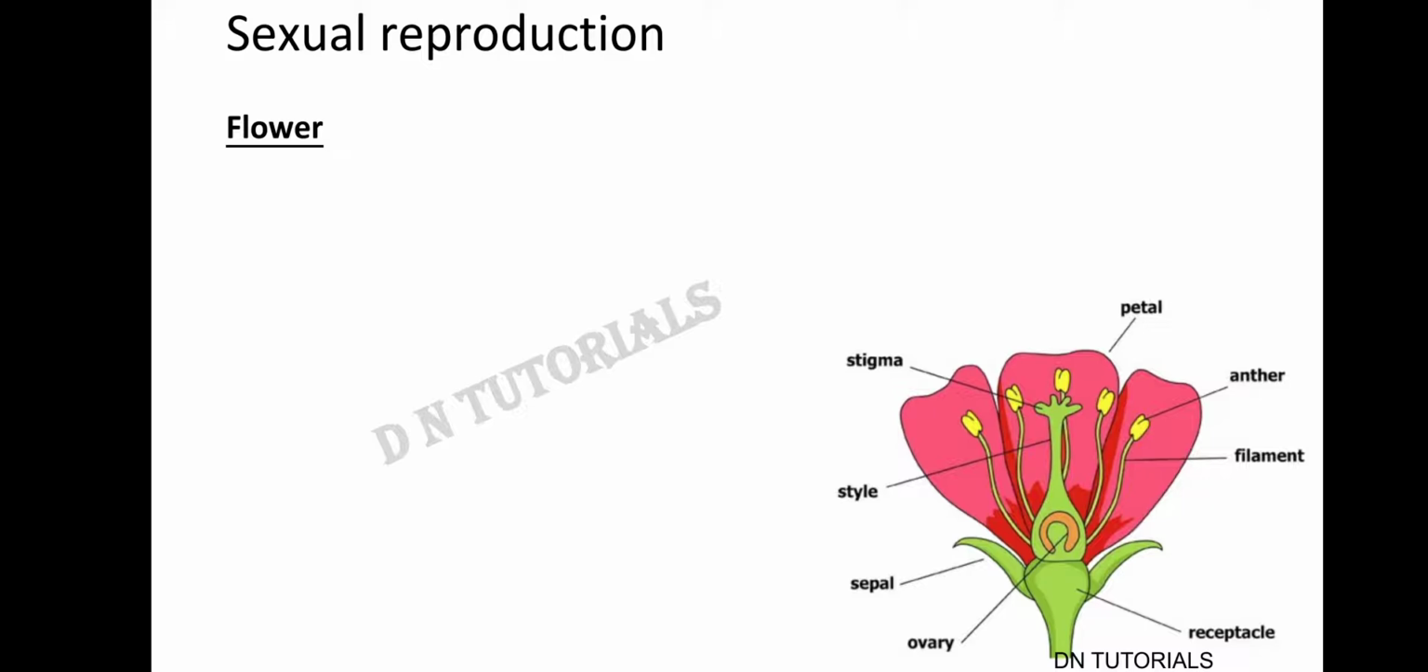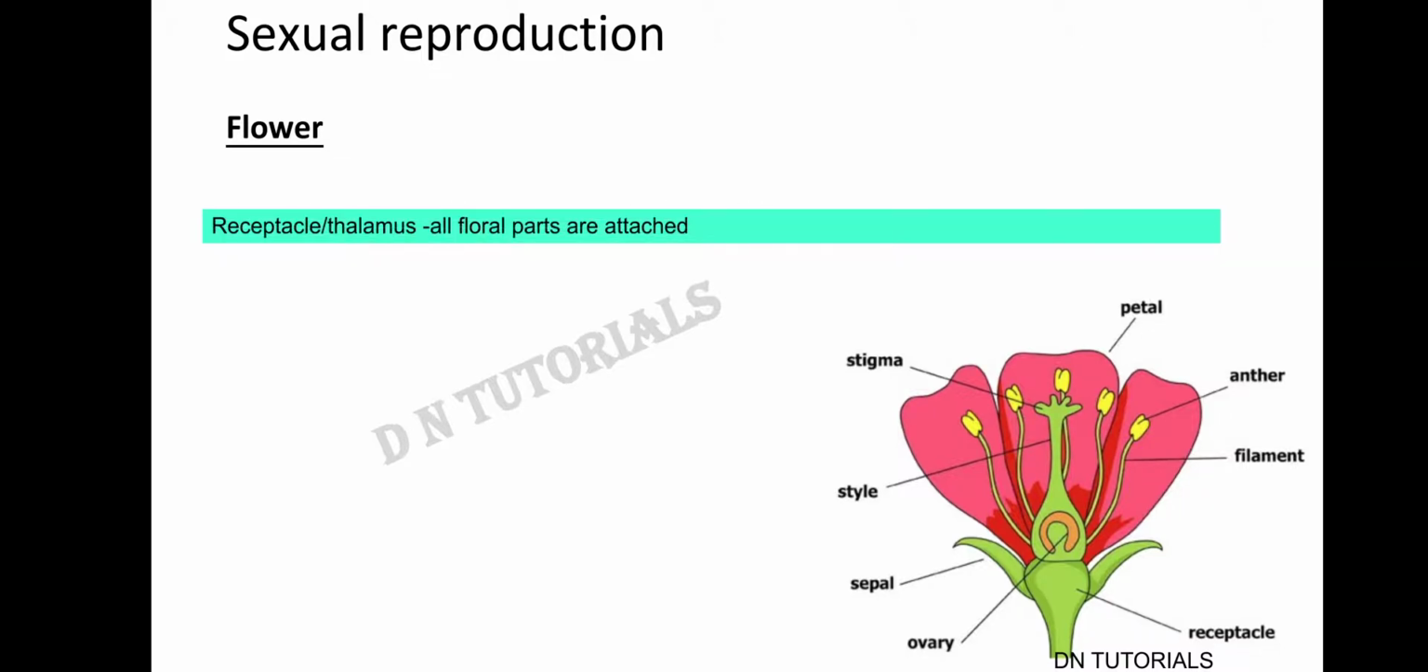Parts of the flower you have already studied in your previous classes. Here we are going to take a brief look at the various parts of the flower quickly. The first part of the flower is the receptacle or thalamus. It is a swollen base where all the floral parts are arranged. In this diagram, we will be going from inside to out. That means first we will be talking about the pistil or the gynoecium, then androecium, then petals, and then the sepals. So the first part is the pistil.